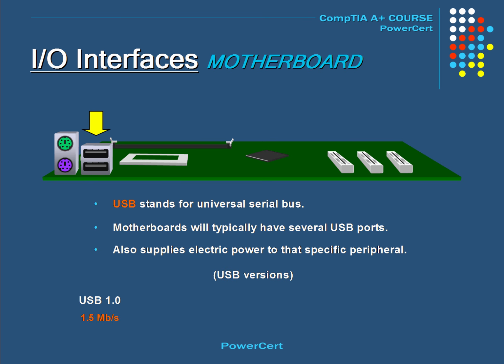The first USB interface was version 1.0 in 1996. The transfer speed was 1.5 megabits per second. Version 1.1 was introduced in 1998 with a transfer speed of 12 megabits per second. Version 2.0 came out in 2001 with a transfer speed of 480 megabits per second. And the latest version is USB 3.0. This has data transfer speeds of up to 5 gigabits per second.